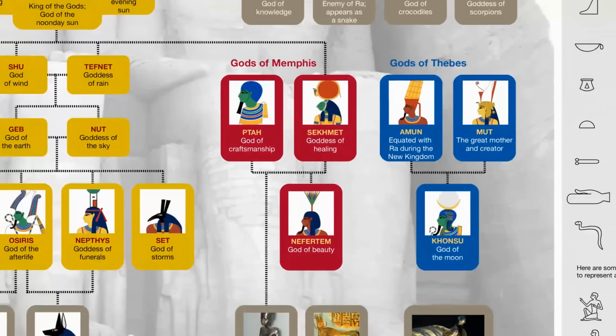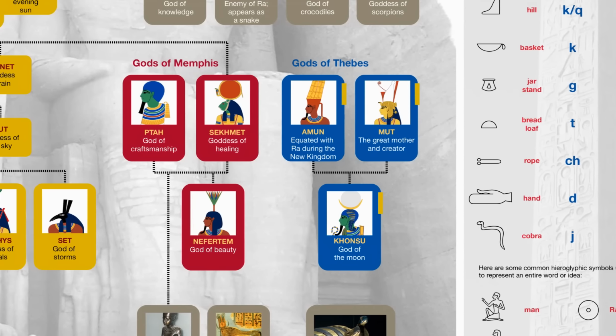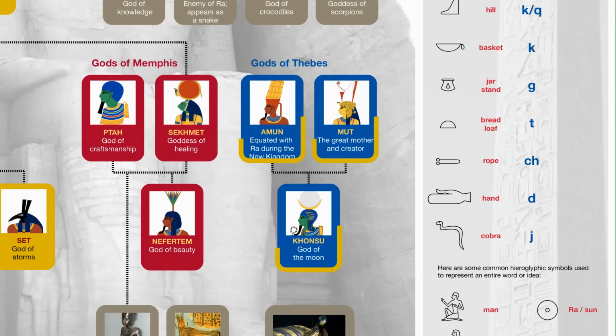In Thebes, however, a different triad of gods was worshipped. I've shown them in blue to match with Upper Egypt on the map and with the New Kingdom on the timeline. In the Theban Triad, the father was Amun, who was later associated with Ra, the sun god. His consort was the great mother Mut, and together they were the parents of Khonsu, the moon god. So these two triads were associated with Lower Egypt and Upper Egypt, respectively.